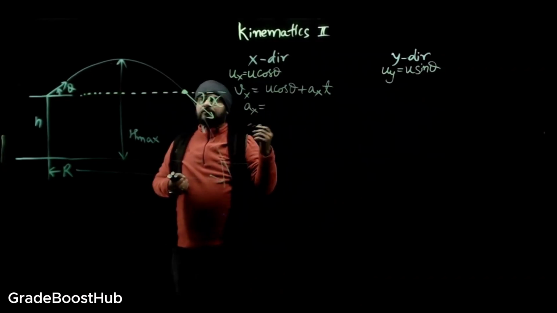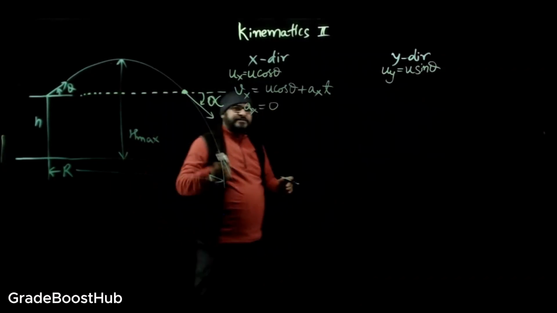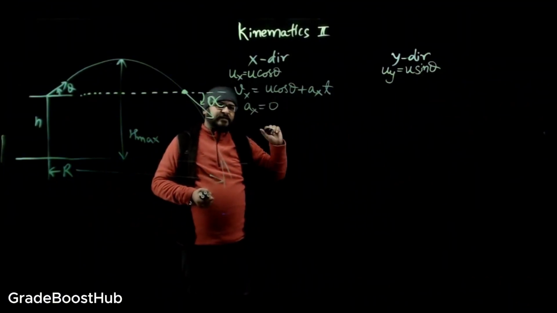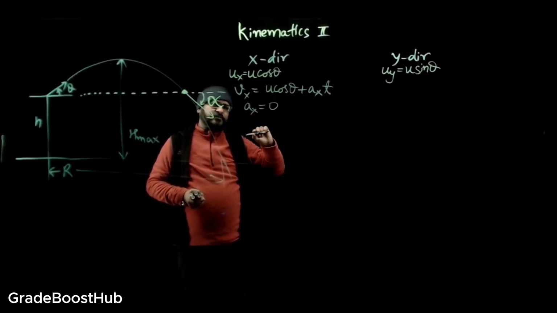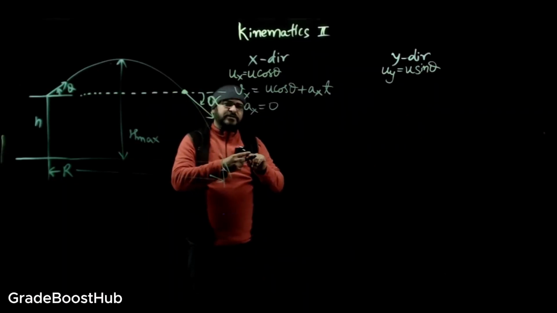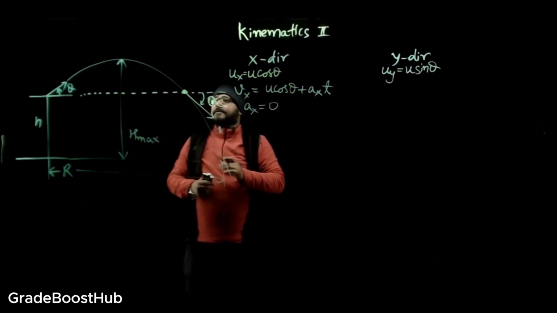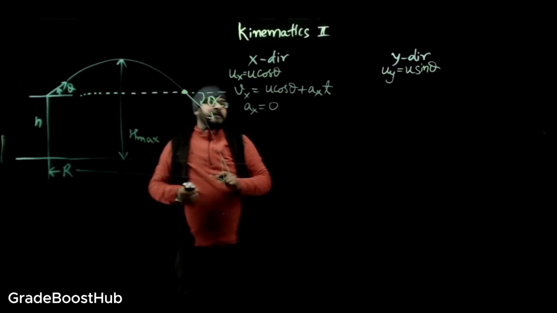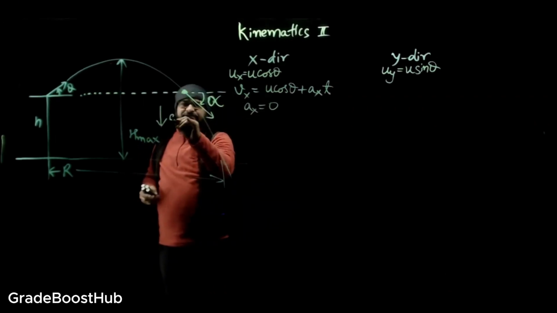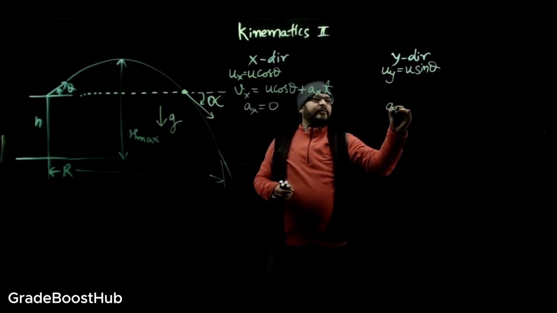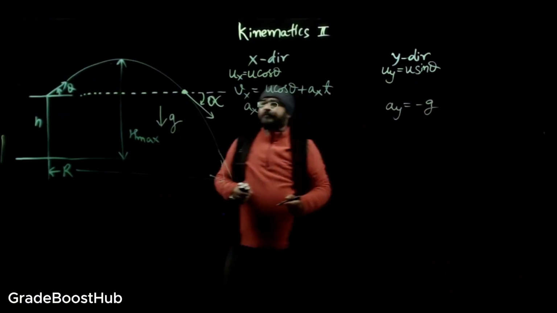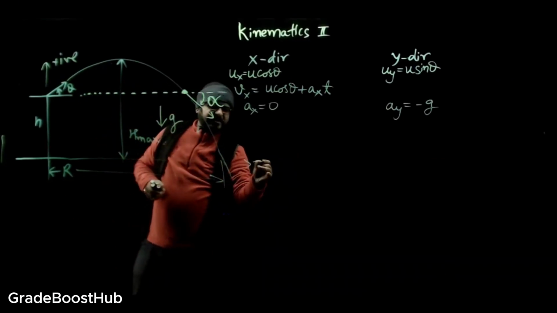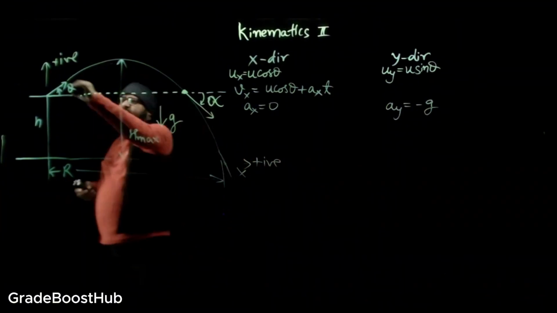Ax is equal to 0 because this is not a propelled RPG, or it is just something like a bullet. So it has already finished its propulsion when it was launched. So acceleration is always 0 for a projectile. Now in y direction we have g. So here we have ay is equal to minus g. This time again I'm taking this as my positive direction. This is my x, this is my y.